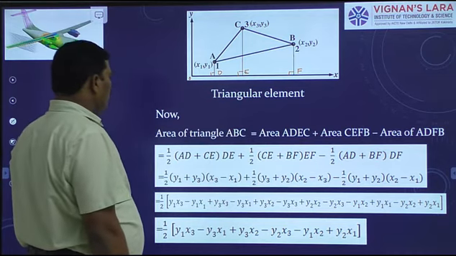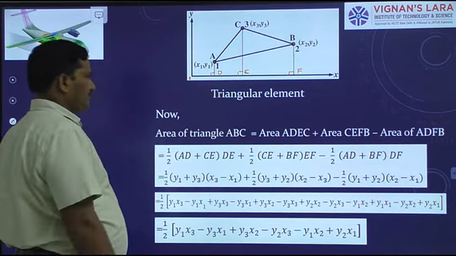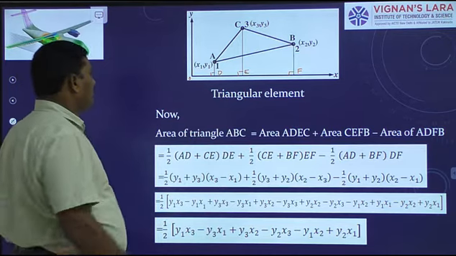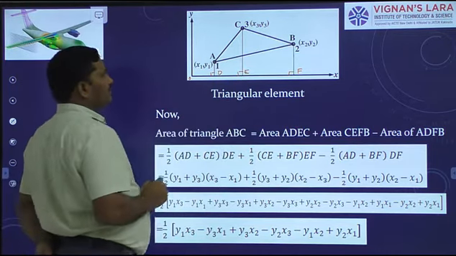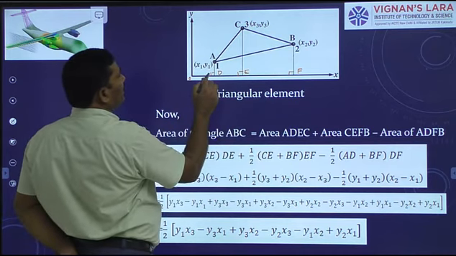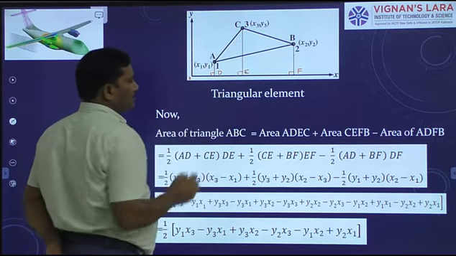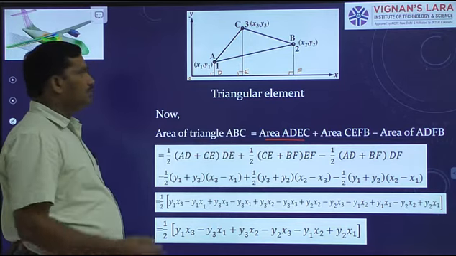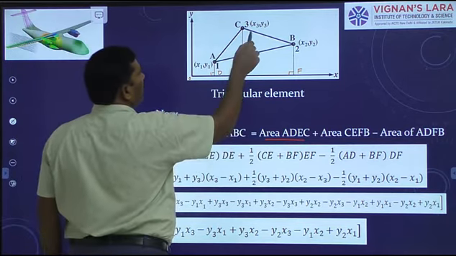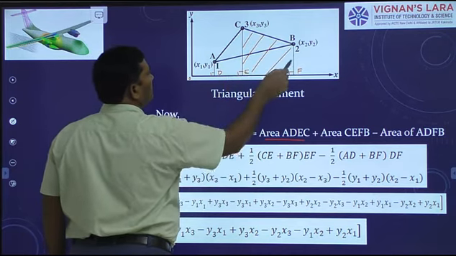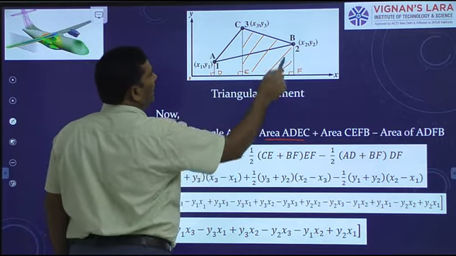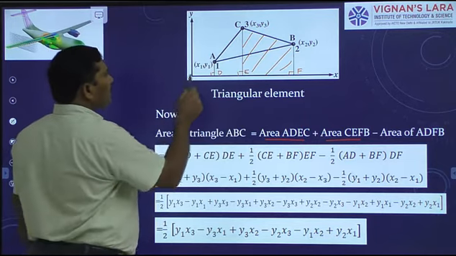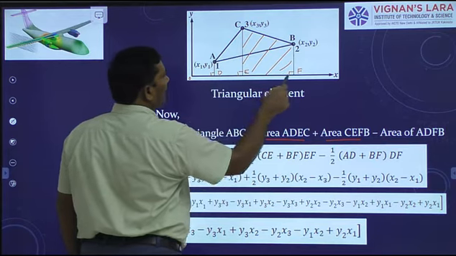Now I determine the area of this triangle. If you determine the area of this triangle, how do you get it? The area of the triangle ABC equals the area of the figure ADEC, that is what we write here, plus, observe carefully, the area of the figure CEFB, this one, minus the area of the figure ADFB, this one.